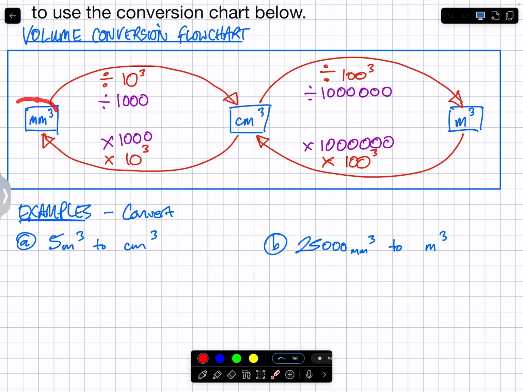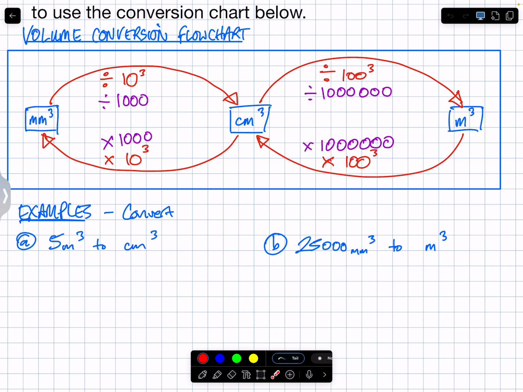So if you wanted to go from cubic millimeters to cubic centimeters, you would divide by 1,000. If you're going from cubic centimeters to cubic meters, you would divide by 1,000,000. And then if you're going from cubic meters to cubic centimeters, you times by 1,000,000. If you're going from cubic centimeters to cubic mils, you times by 1,000.